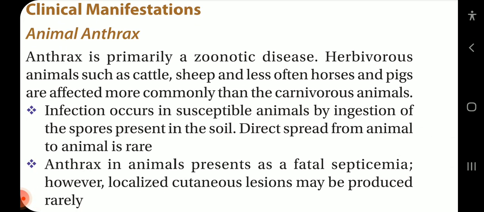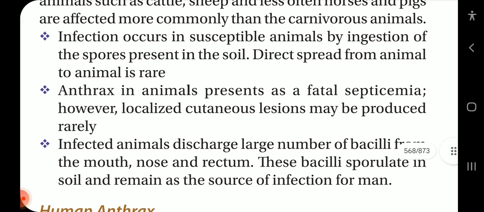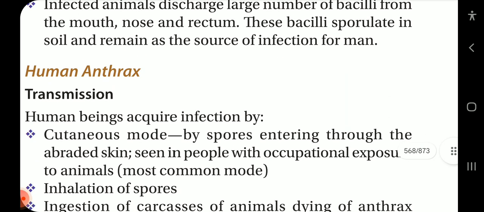Clinical manifestation: animal anthrax. Anthrax is primarily a zoonotic disease. Herbivorous animals such as cattle, sheep, and less often horses and pigs are affected more commonly than the carnivorous animals. Infection occurs in susceptible animals by ingestion of the spores present in the soil. Direct spread from animal to animal is rare. Anthrax in animals presents as a fatal septicemia. However, localized cutaneous lesions may be produced rarely. Infected animals discharge large numbers of bacilli from the mouth, nose, and rectum. These bacilli sporulate in the soil and remain as the source of infection for man.